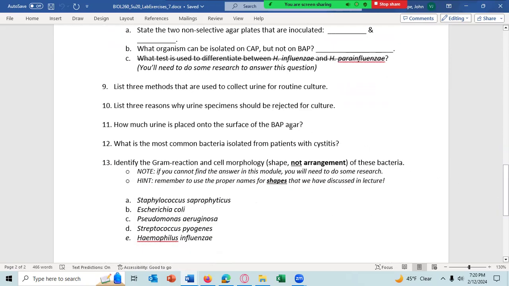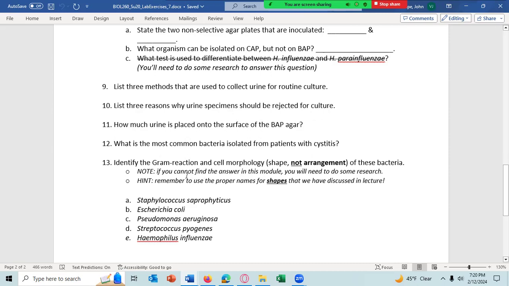9, list 3 methods that are used to collect urine for routine culture. 10, list 3 reasons why urine specimen should be rejected for culture. You can get that from the lab module. 11, how much urine is placed on the surface of a blood agar plate? 12, what is the most common bacteria isolated from patients with cystitis, and that is cystitis, and that is a urinary tract infection.